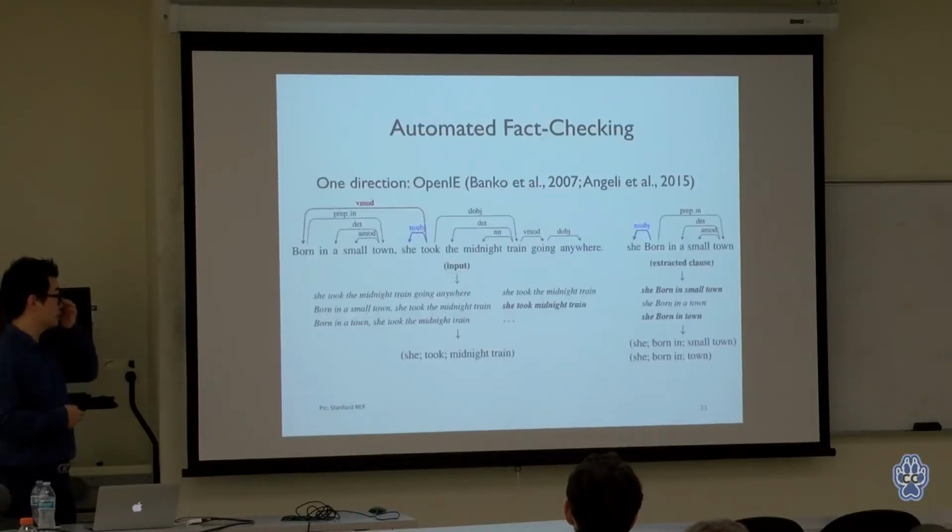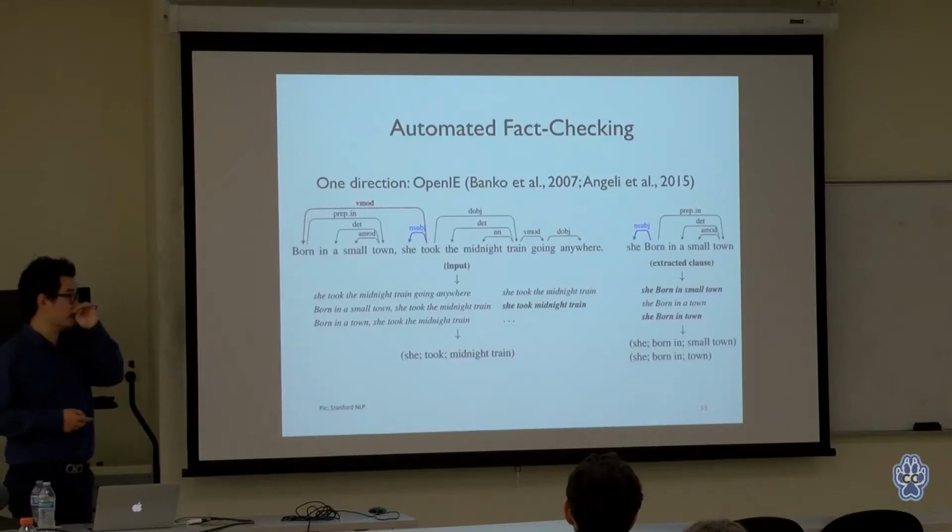So one thing that we've been looking at is automated fact checking. So for example, you have some source document that you found from somewhere. Essentially, you can look at their linguistic structure, right? So you can look at what is the head word, right? So what is the verb for this particular sentence, right? And then that is the root of this dependency parse tree. And then you have the subject, right? So she is the subject. And then you have some objects, right? For example, midnight train, that is the object.